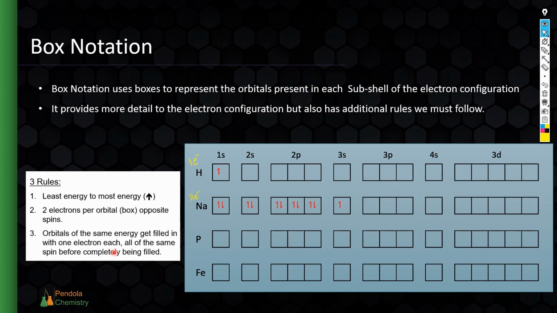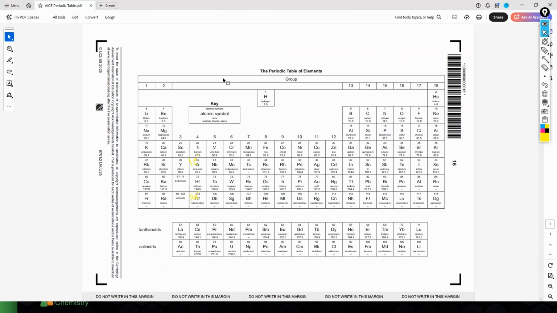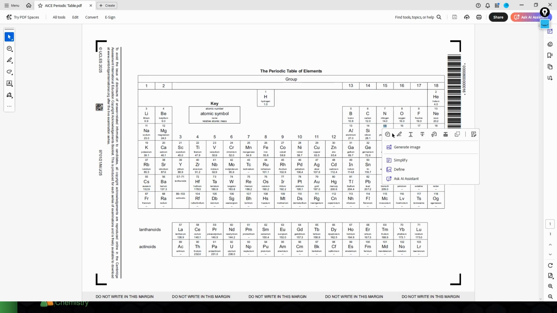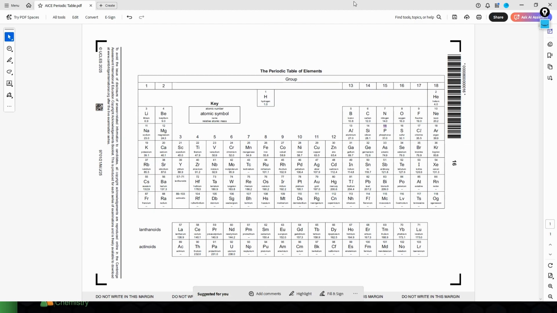So let's look at, for example, phosphorus, which has, I believe, 15 electrons. Let's look at the periodic table. So I'm bringing in a different periodic table. If we look at phosphorus here, phosphorus has 15 electrons. So we can see it right there.